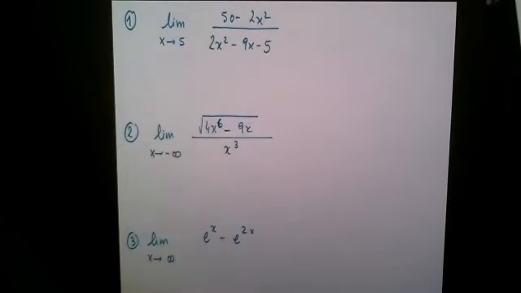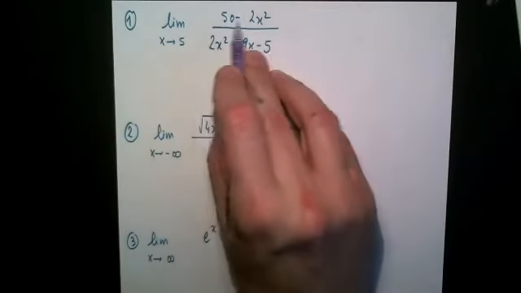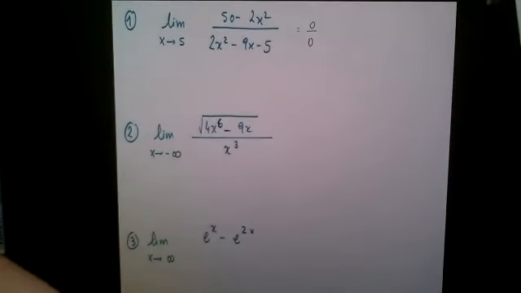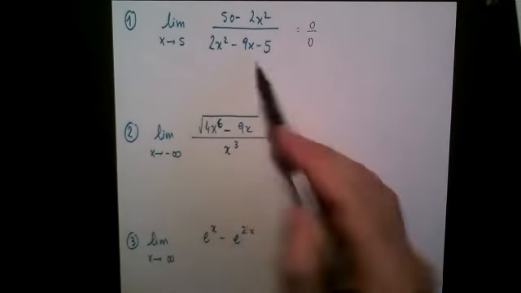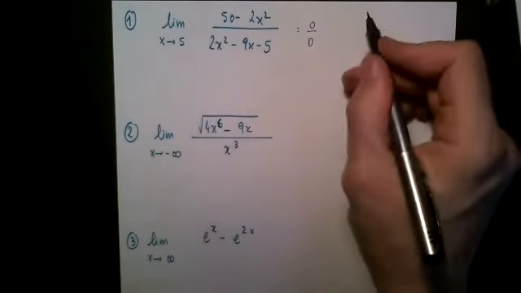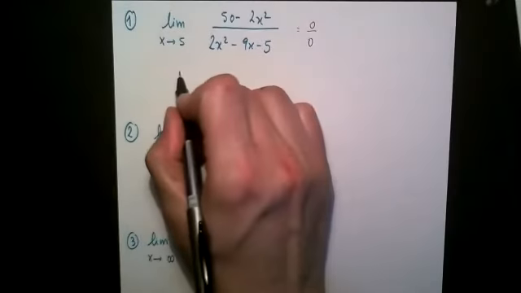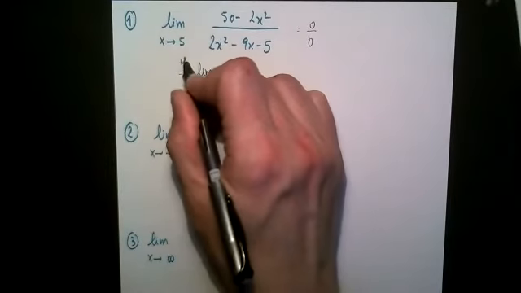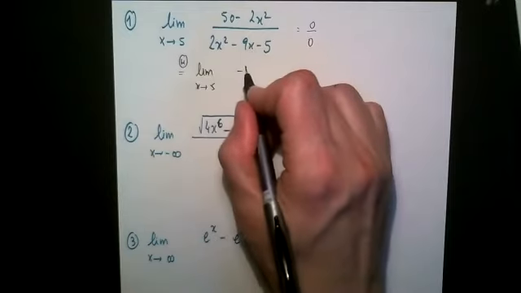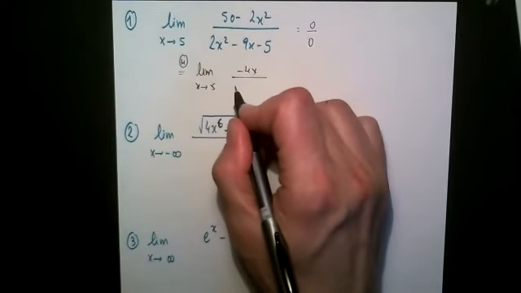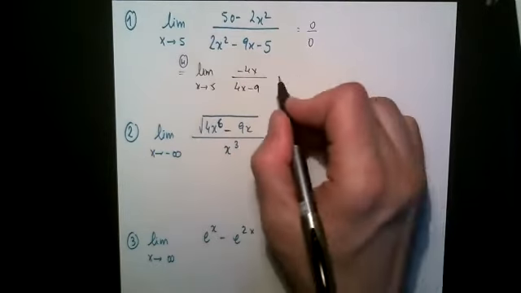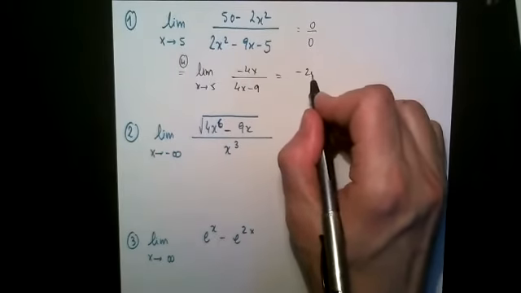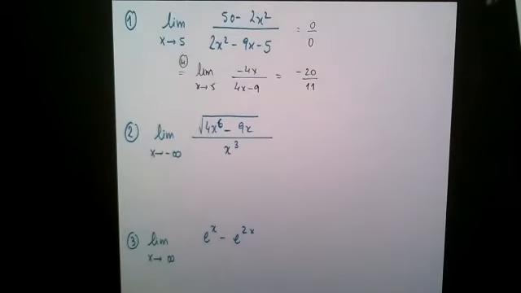So the first thing we do here is replace the x by 5, and you're going to get 0 over 0. And so we have a few choices. Either we factor or we use L'Hopital's rule. I prefer using L'Hopital's rule here. It's much simpler. Derivative of the top is negative 4x. Derivative of the bottom is 4x minus 9. Plug in 5 here, you get negative 20 over 11.